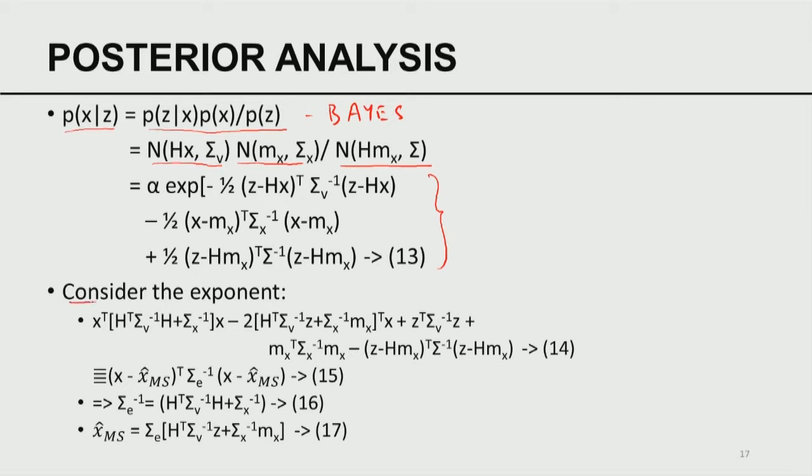Now consider the exponent term. Again, we are going parallel to what we did in the scalar case. In the scalar case, everything was scalar quantities. Here, we simply need to consider matrix vector quantities. So we consider the exponent: x transpose (H transpose Sigma_v inverse H plus Sigma_x inverse) times x. So the exponent can be written like this.